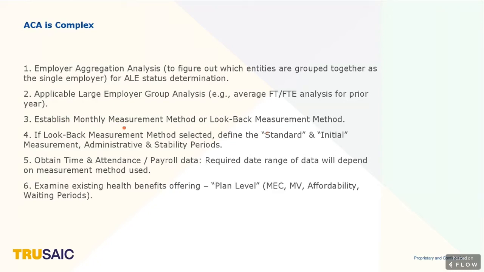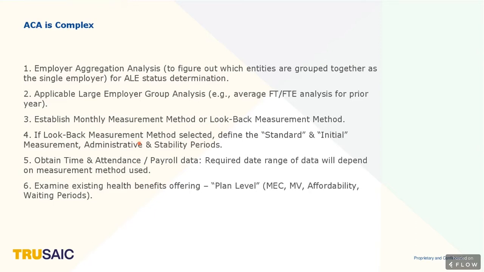Monthly method is very simple. It's for companies that are all full-time. Essentially, you work 130 hours in that month, you're full-time that month. You don't work 130 hours, you're not full-time that month. So it's a month-by-month calculation, whereas the look-back kind of normalizes your workforce. You're measuring people over a period of time, and they have to average 130 hours a month or 30 hours a week before they become identified.